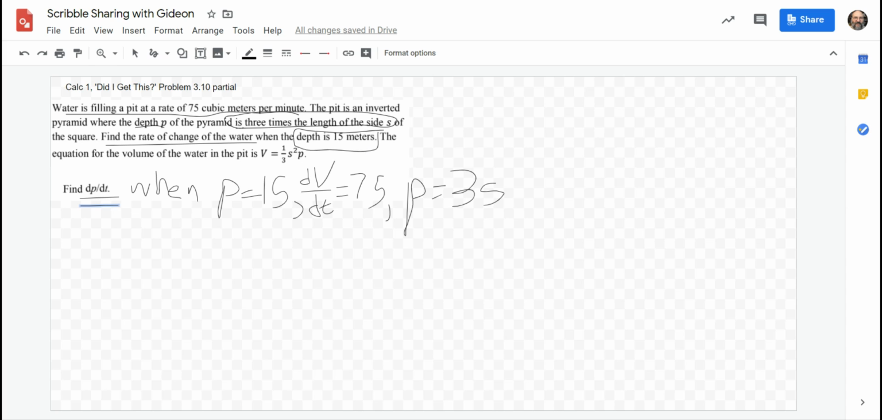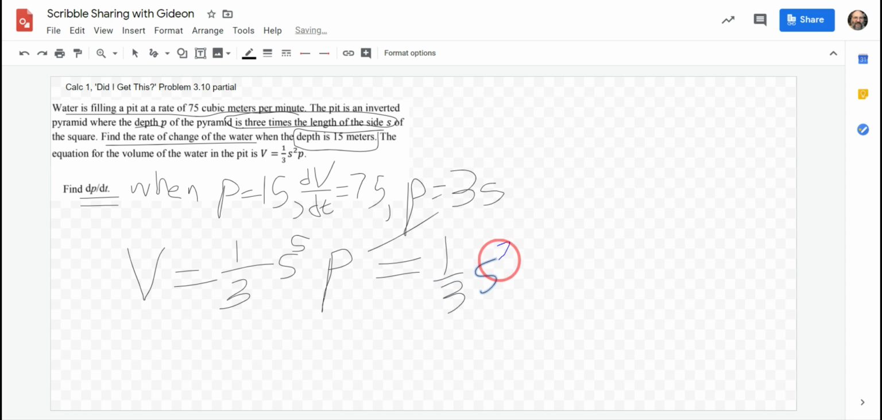But in all related rates problems, we start with the top formula, and we only mess around with variables. No substituting in 15 or 75 now. That's later. V equals 1/3 S squared P. The only thing we're allowed to do here is change of variable. P is 3S, so we are certainly allowed to do that substitution. So we get 1/3... Oh, that's silly. I did my squared backwards. I did S to the S. Let me fix that.